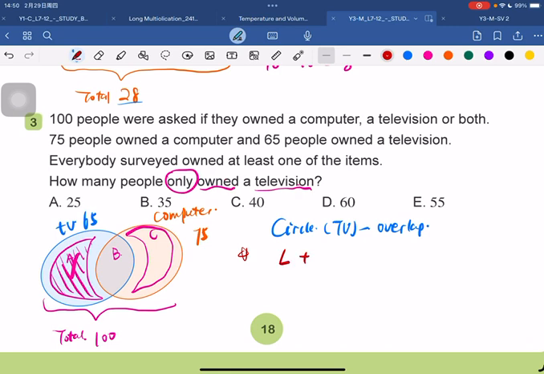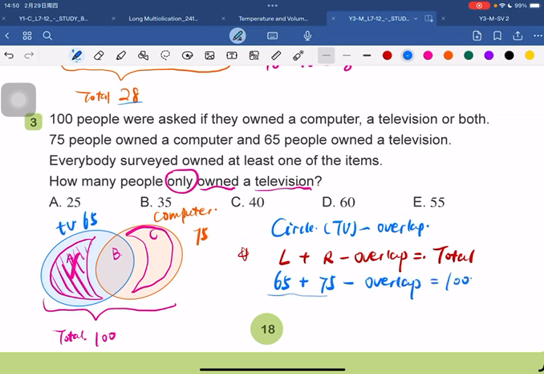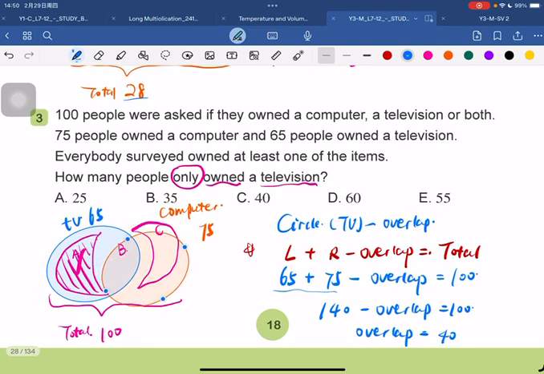So we know for the left and the right, take away the overlap part. It will be the total amount of people in this question. So we know there are 65 people on the left group and 75 people on the right group. So take away the overlapped part, which is the part we are looking for. There are 100. So when we add these two parts together, we will get 140. Take away overlap, which is 100. So the overlap part is 40. Okay, so which means overlapped part in the middle.